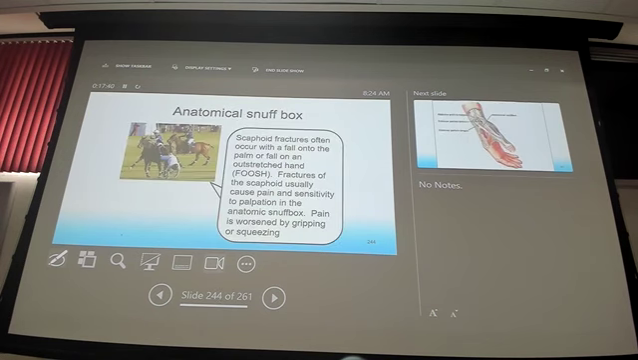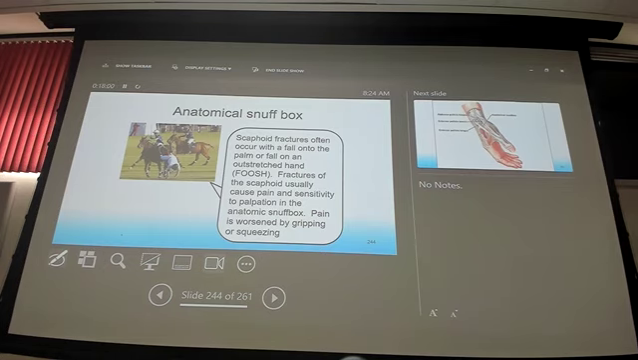Okay. So if you have a fall on an outstretched hand, a FOOSH injury, you run the risk, just like that girl did when we were skiing, of fracturing your scaphoid. Okay. So here's the golden rule, the clinical pearl, the thing that will keep you out of court.